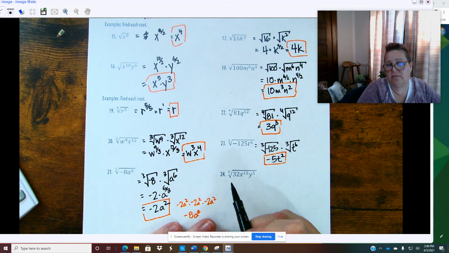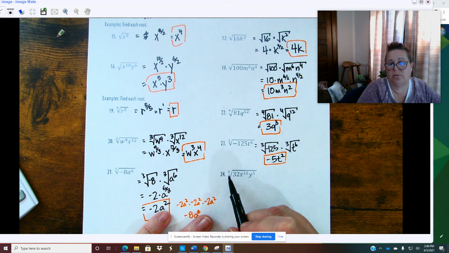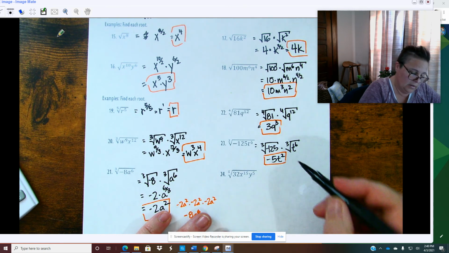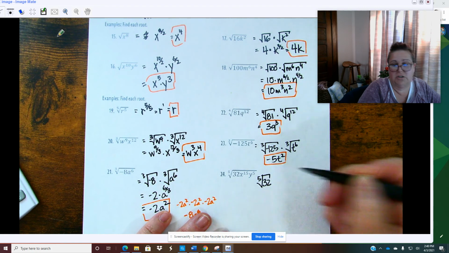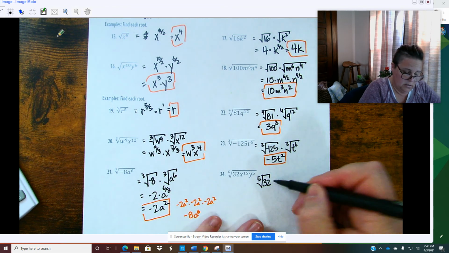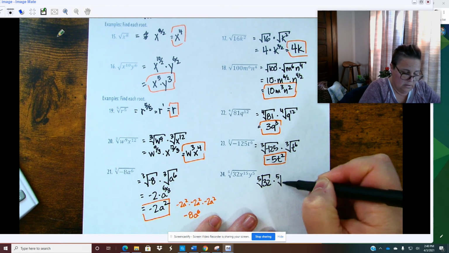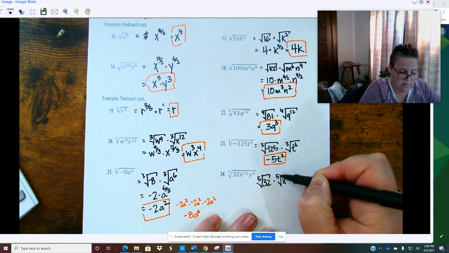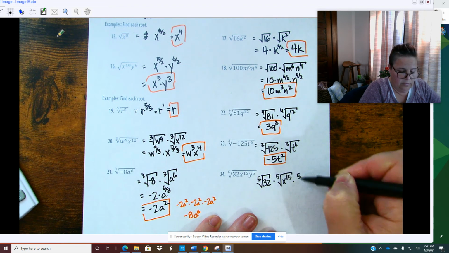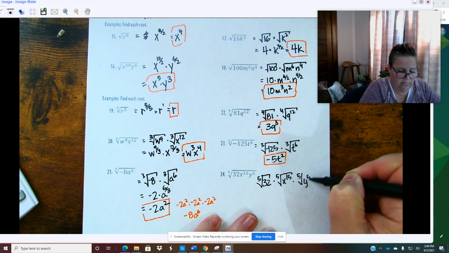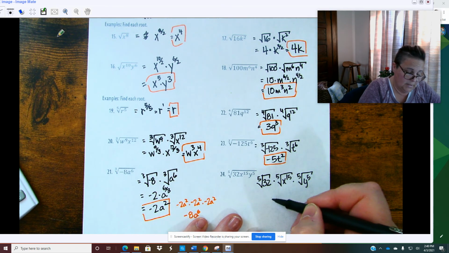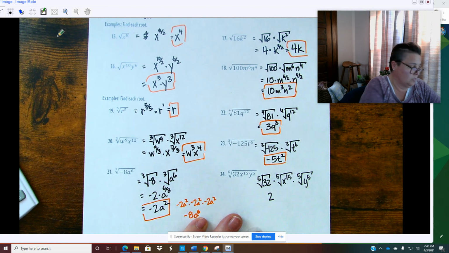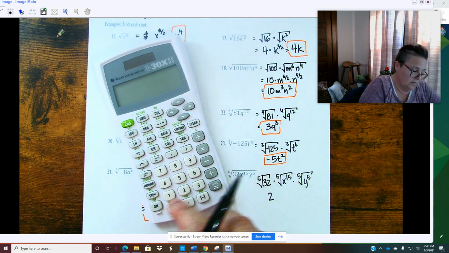So next we have the fifth root of 32, x to the 15th, y to the 5th. So this would be the fifth root of 32, which I may or may not know offhand, times the fifth root of x to the 15th, times the fifth root of y to the 5th. So the fifth root of 32 is 2. If you don't know that, you can use the calculator.